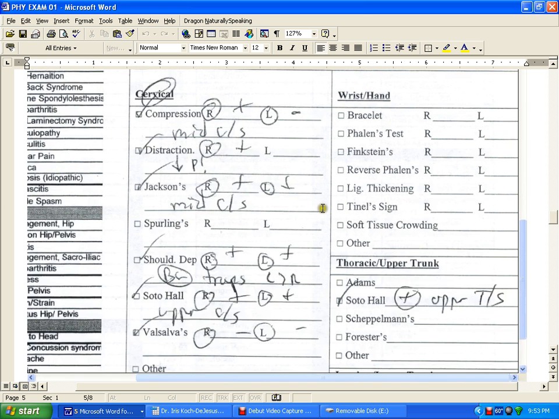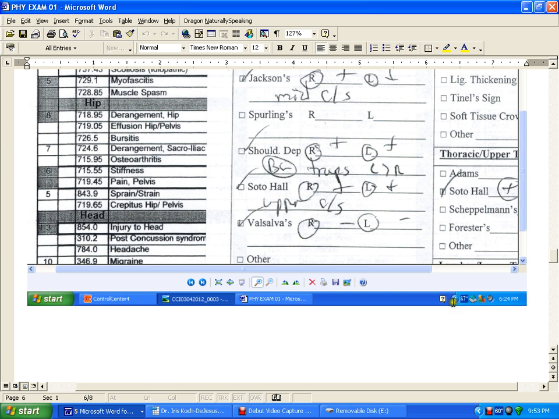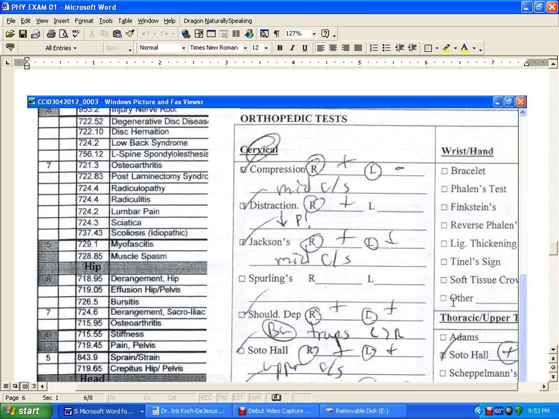Okay, now we're going to go to the thoracic spine, thoracic upper trunk. That's the way it's supposed to be typed. Soto-Hall test is positive in the upper thoracic spine. T/S is thoracic spine.